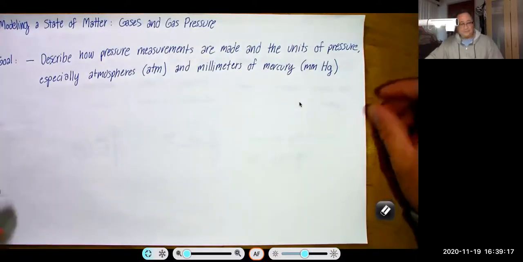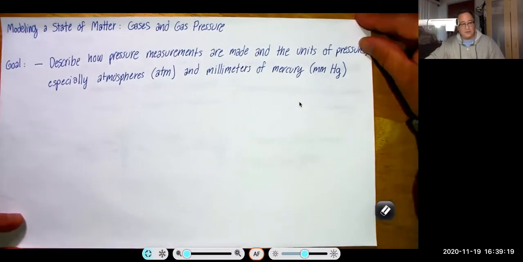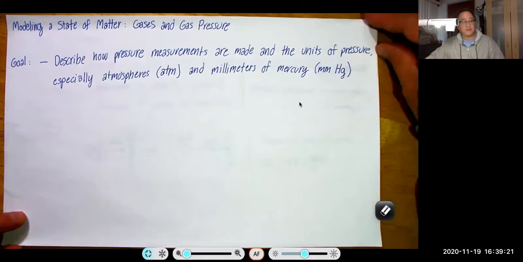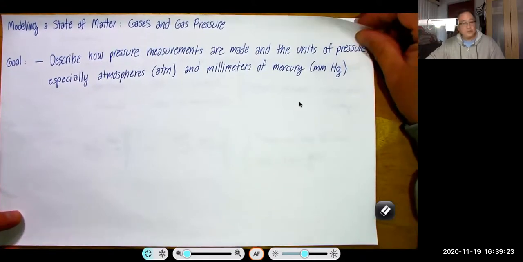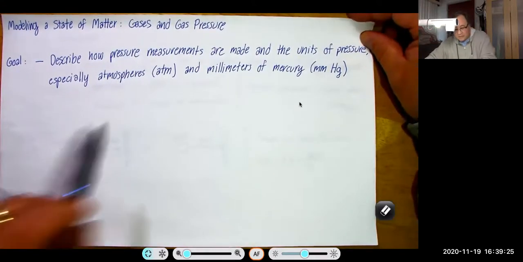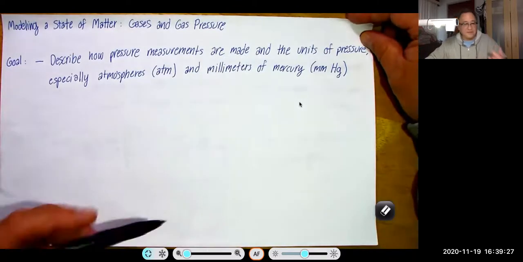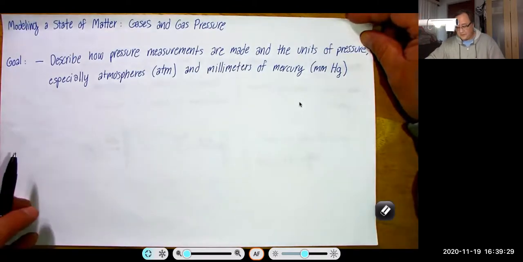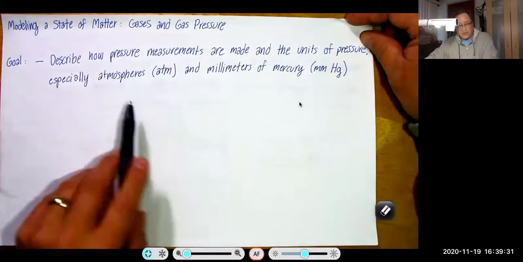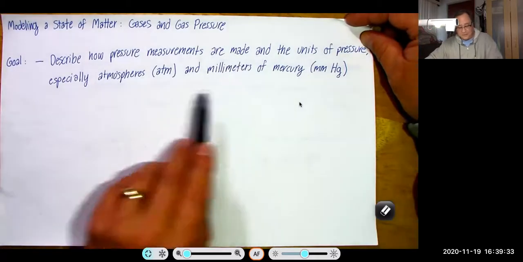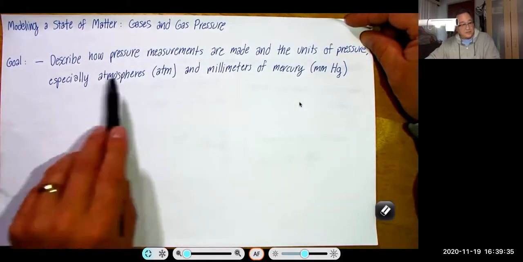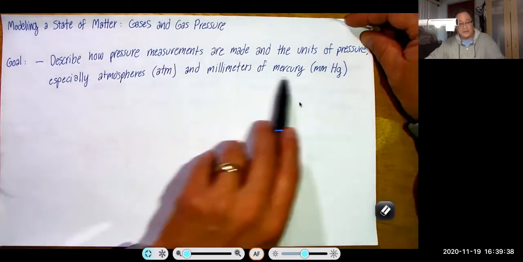All right, so the goal here is to describe how pressure measurements are made and the units of pressure. And when we say how they are made, not necessarily physically how they are made, but more the units of pressure. We will talk a little bit about how they are made, especially in atmospheres, that's one of the units, and millimeters of mercury, that's another unit.